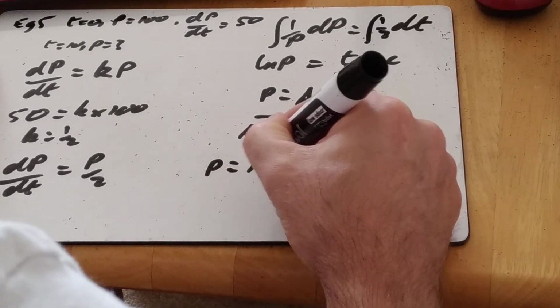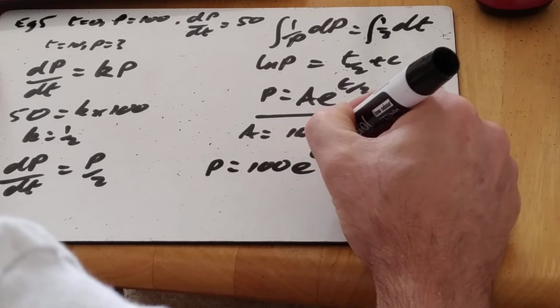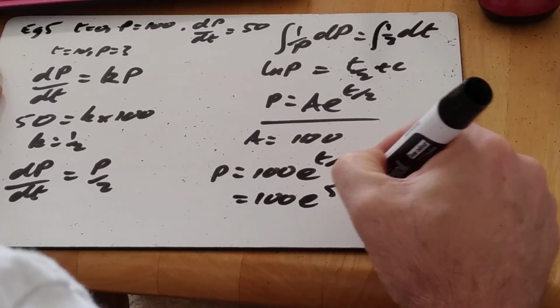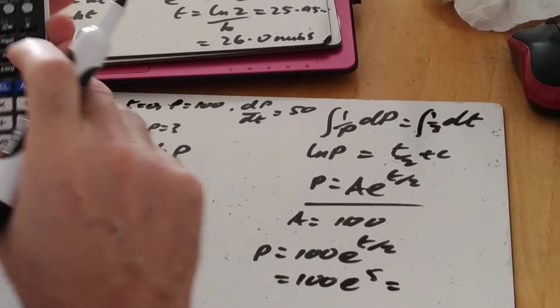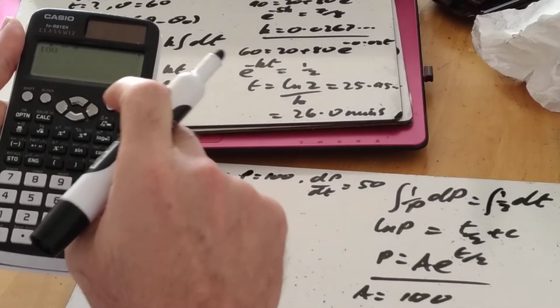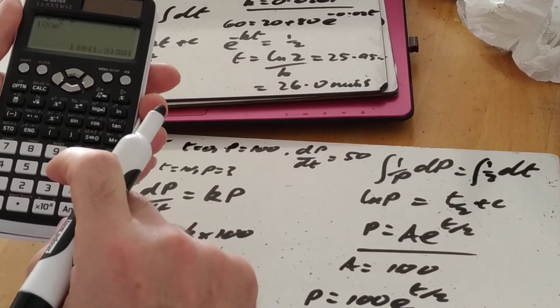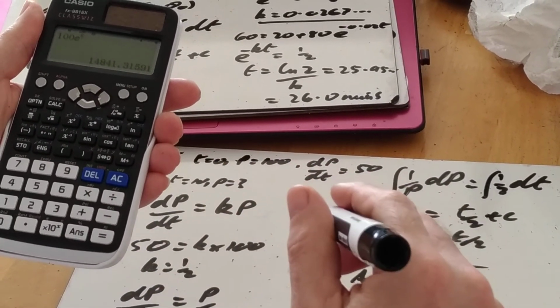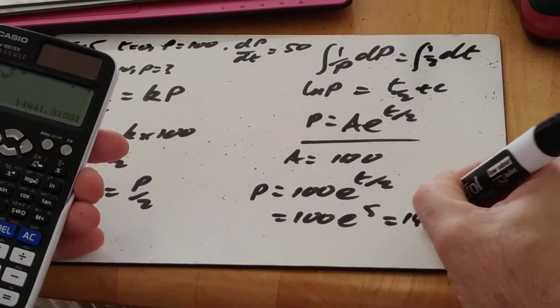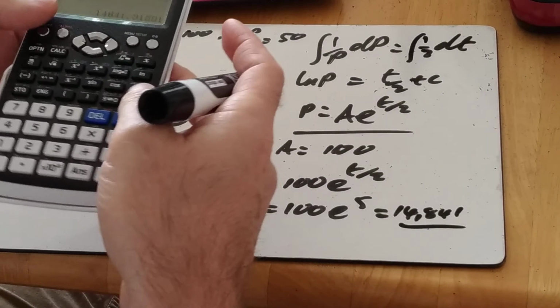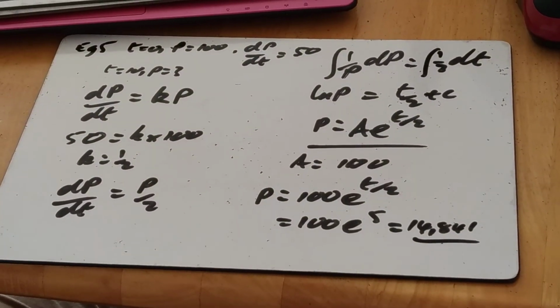So P equals 100 e to the t over 2; when t is 10 that equals 100 e to the 5, and equals whatever it does. Let's have a look. Shift, e to the power 5 equals quite a lot, 14,841. And don't forget, since it's a population, don't put decimals.